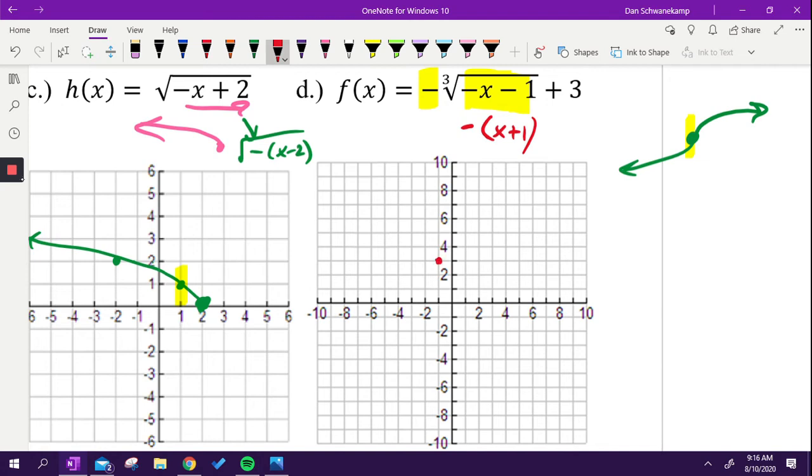I can't count. There we go. If you don't believe me, plug in the number 0. And when I plug in 0, it looks like I'm getting 4. If I plug in 0, I'm taking the cube root of -1. Yeah, that's -1. Then there's a negative sign in front. So now it's a +1. +3 gets me 4. Cool. The point that I checked worked out.